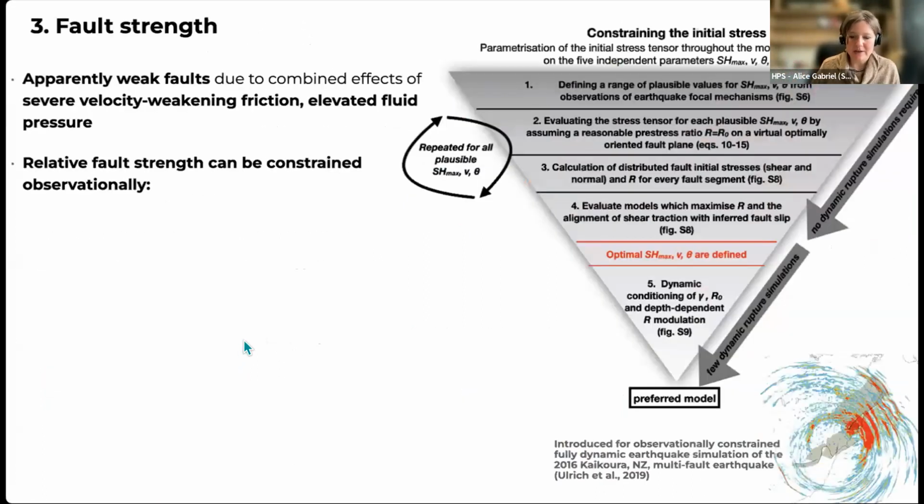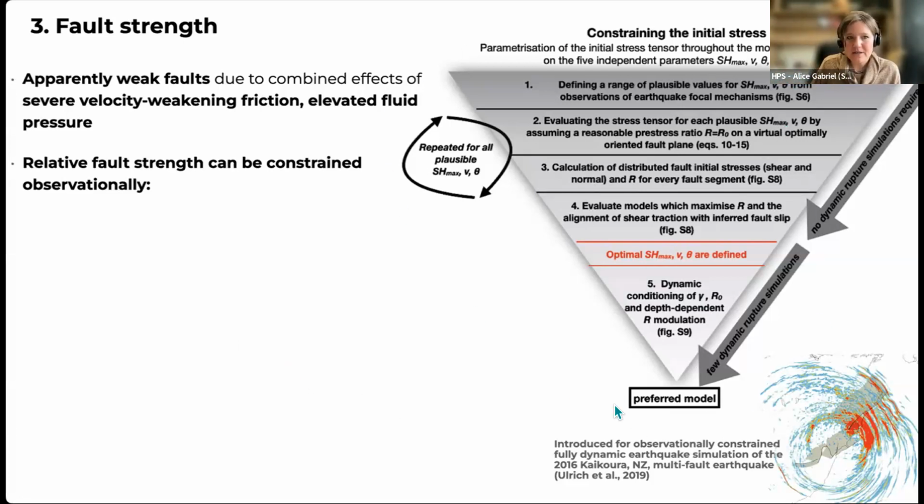Now, fault strength. Okay, we have our initial loading. That's meaningful, of course, only together with knowing how strong these faults are. And this is a tricky question because, similar to the absolute level of stress in the crust, it's difficult to constrain the absolute strength of faults. In this model, we're proposing that these faults are weak during earthquake rupture due to a specific friction law that accounts for very rapid weakening once slip is as fast as earthquakes are, so faster than around 1 meter per second, and also due to mildly elevated fluid pressure, lowering the effect of normal stress.